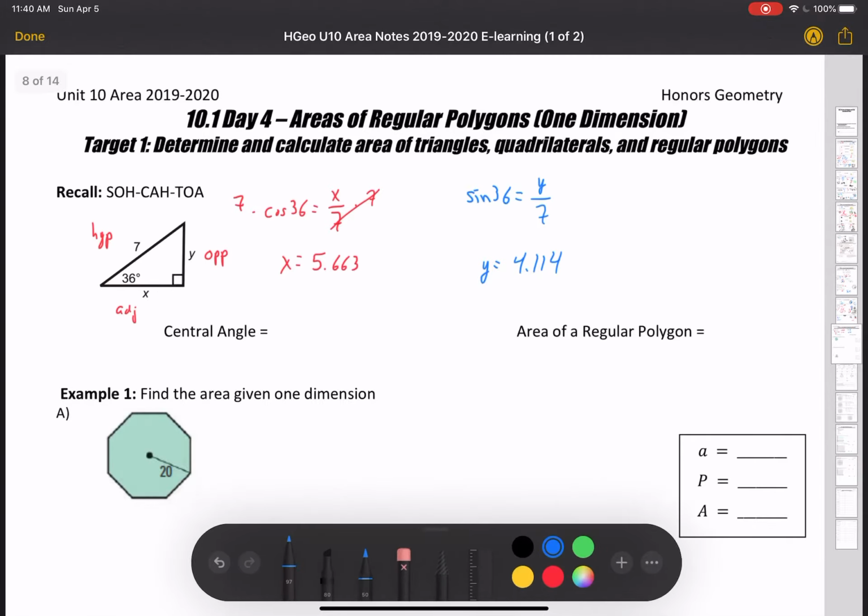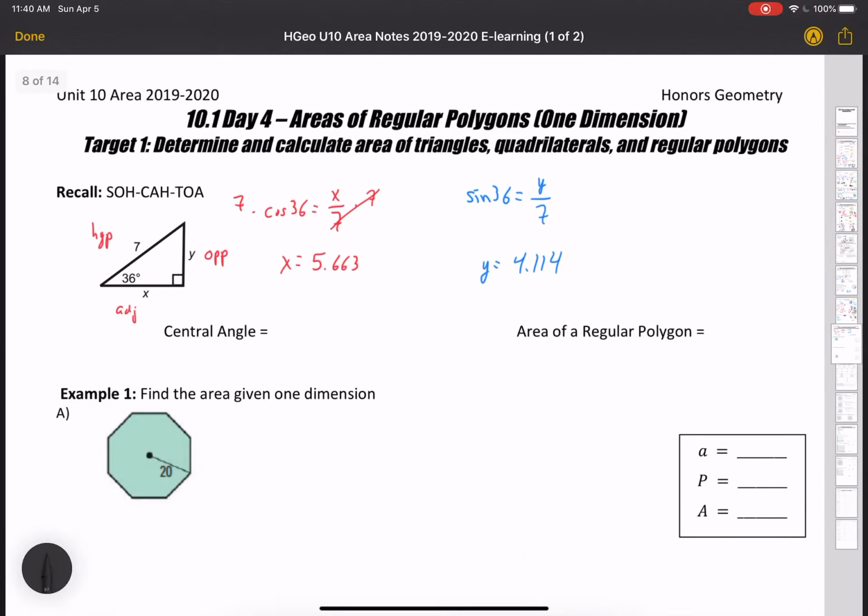All right, a couple of important formulas to remember. To find the central angle of a regular polygon, we're going to take 360 divided by the number of sides. And the area of a regular polygon is going to be apothem times perimeter divided by 2. Remember that from the last video.